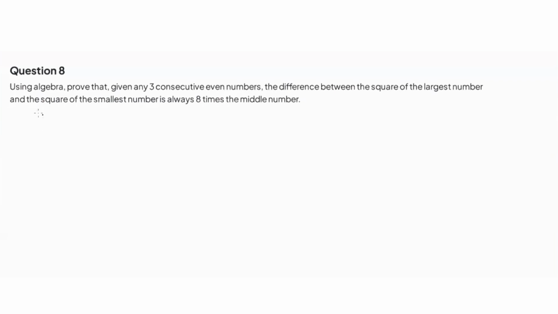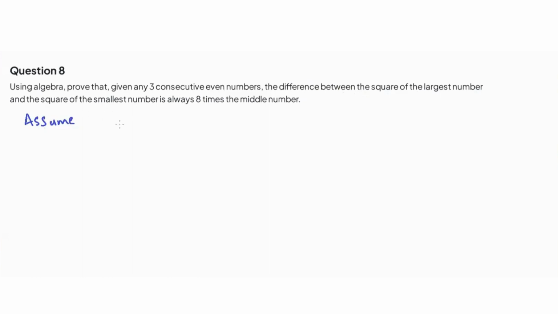In this question, it says, using algebra, prove that given any three consecutive even numbers, the difference between the square of the largest number and the square of the smallest number is always 8 times the middle number. So let's first write our consecutive even numbers.